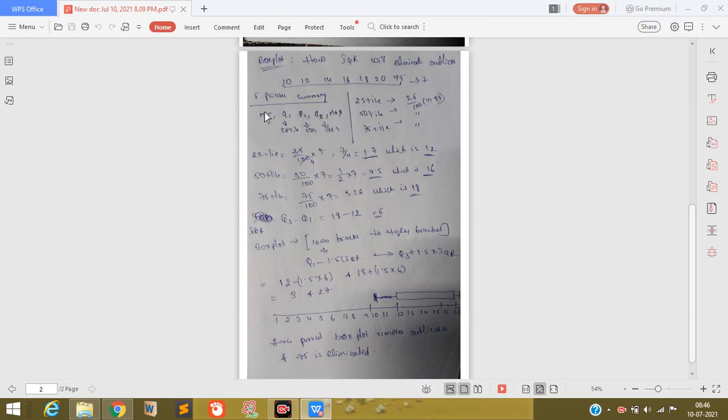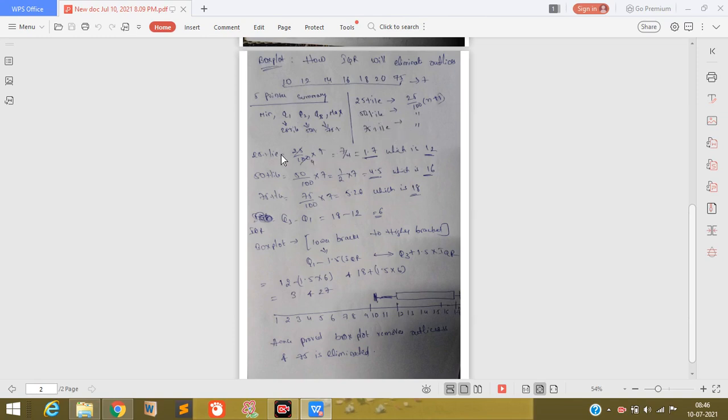All of this together we call a 5-point summary, and these are asked in interviews as well. Minimum we know, which is the least, and max we know, which is the highest. How do you calculate Q1, Q2, Q3? Q1 is nothing but the 25th percentile, Q2 is the 50th percentile, and Q3 is the 75th percentile.